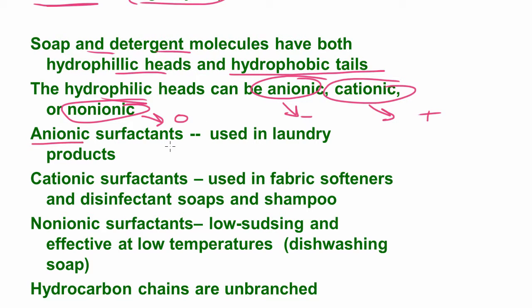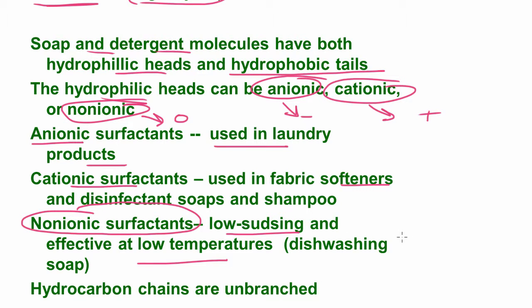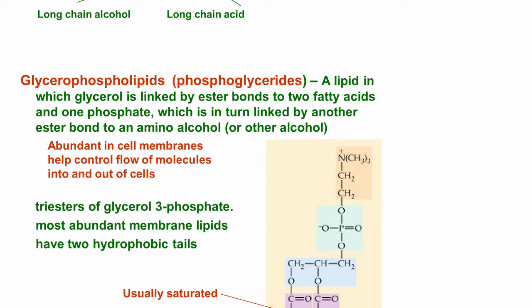It turns out that anionic surfactants are used in laundry products. Cationic surfactants are used in fabric softeners and shampoos and different disinfectant soaps. And non-ionic surfactants are low sudsing, and they're effective cleaners at very low temperatures. Cascade dishwashing soap is a good example. Okay, so the dishwashing detergents that we use in dishwashers, also our high energy washers, use low sudsing detergents. Okay, so just a little bit about soaps.